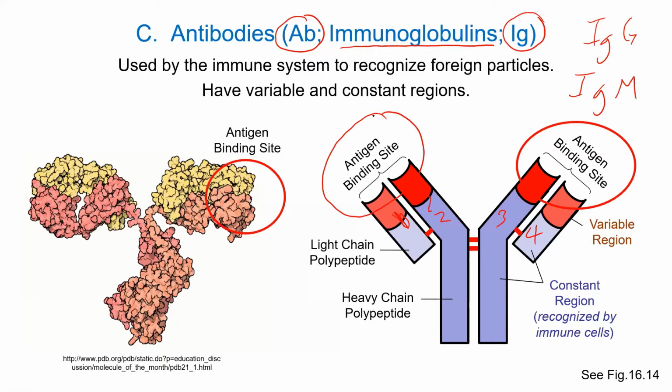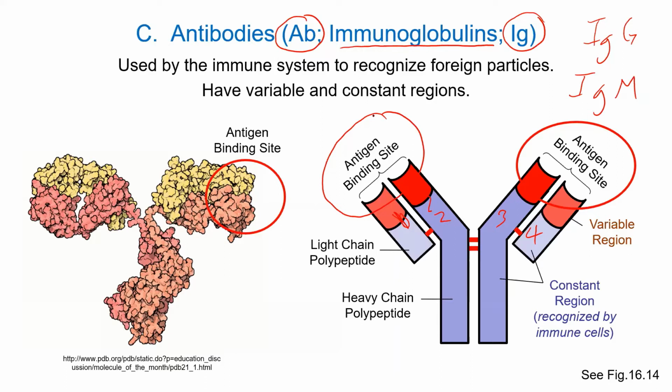Sometimes it's called the variable region, meaning that we have many different possibilities there. Because think about all the different possible things you could get infected by or vaccinated against. You know, you could get mono, chickenpox, maybe SARS-CoV-2.